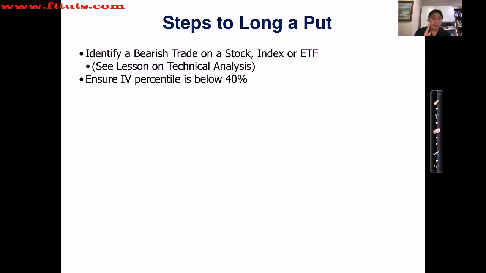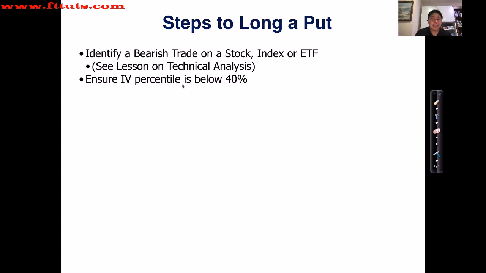So once you identify the trade, check the IV percentile of the stock you want to short or you want to buy an option on. And again, the IV percentile ideally should be 40% or lower, which means volatility is low, options are relatively cheap. So again, you always want to buy low and sell high.